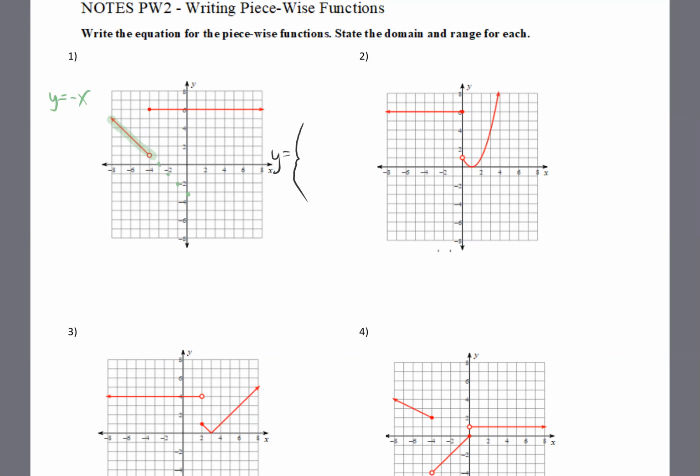Negative 3. See how right here? Doesn't it hit the y-axis? If it kept going, it would hit the y-axis at negative 3. Oh, that makes sense. So I would say negative x. This is the line y equals negative x minus 3.